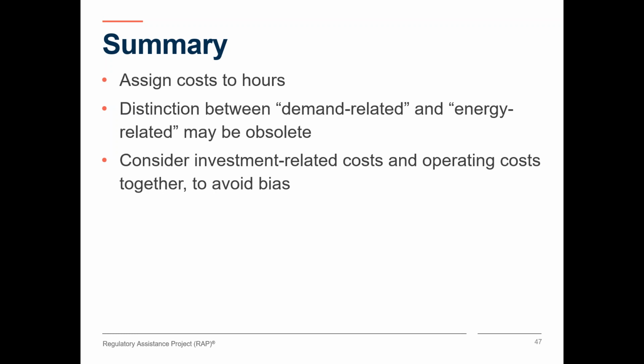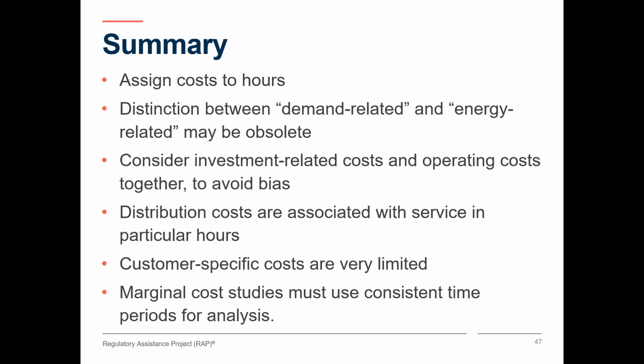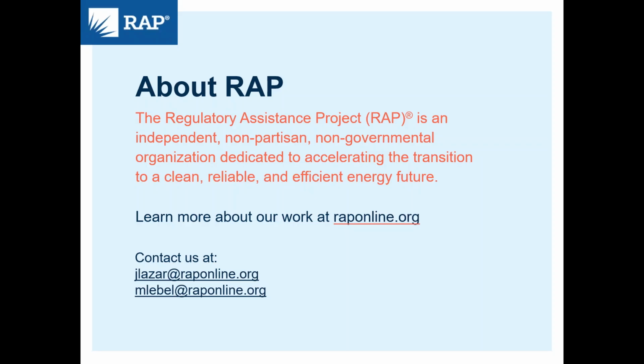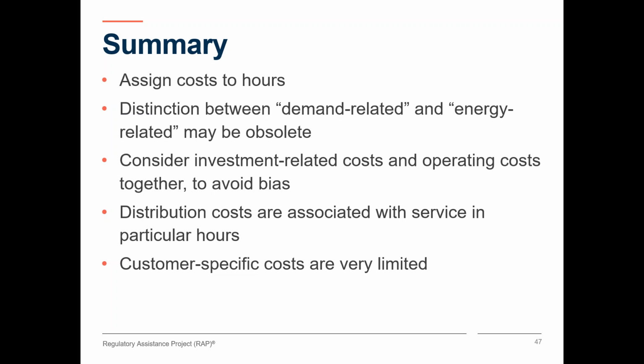Storage, wind, and solar have almost no operating costs, very different than coal and natural gas. Distribution costs are associated with service in particular hours, and the costs need to be assigned to those hours. And finally, customer-specific costs on a system are a very limited piece of costs. Finally, marginal cost analysis really needs to use consistent time periods for analysis.